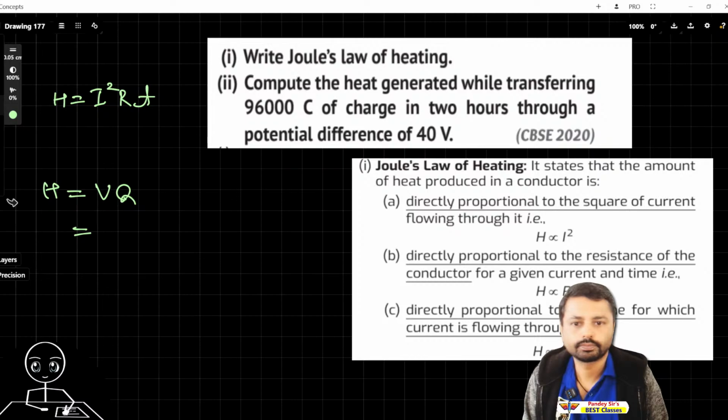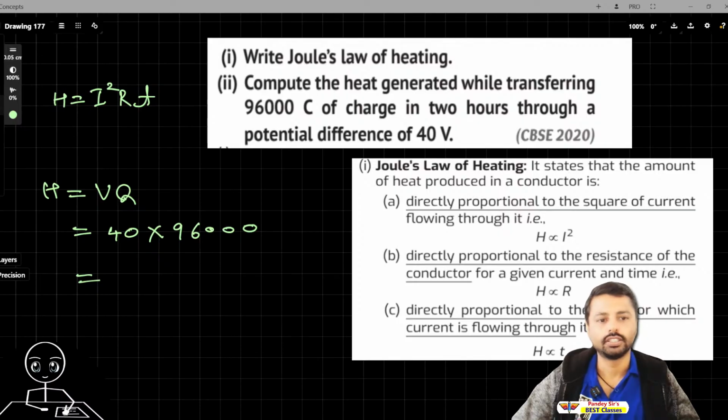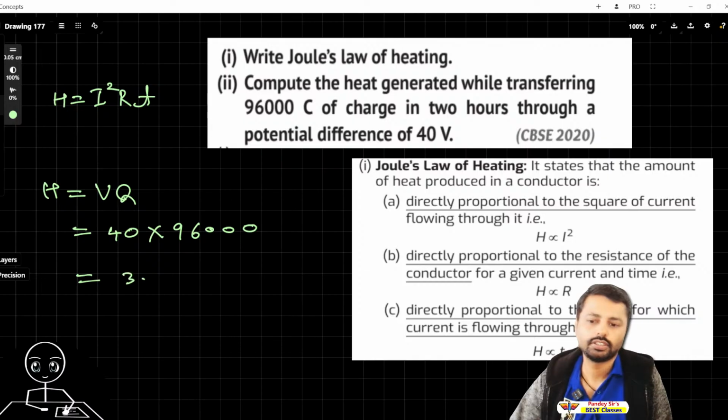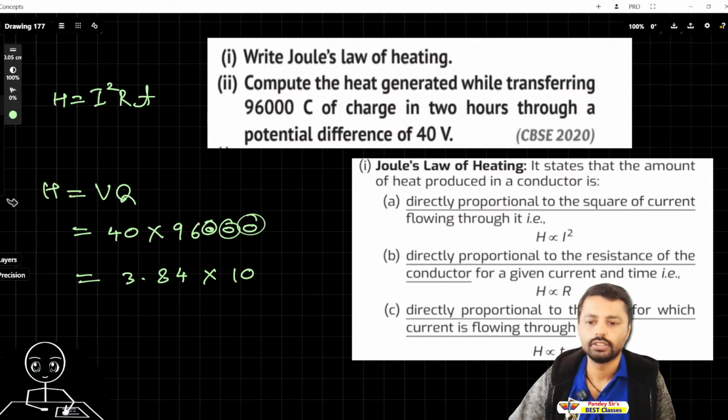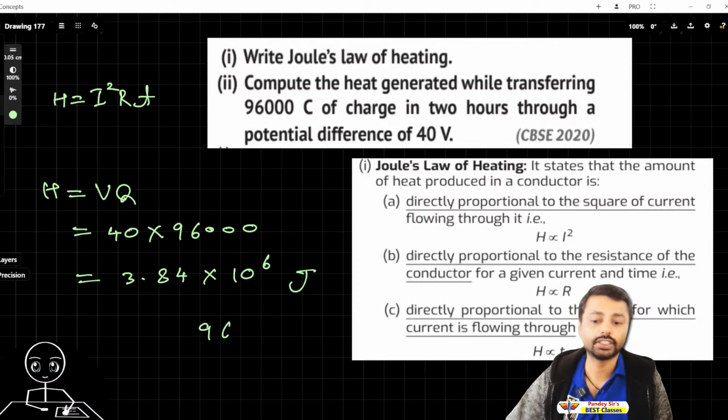So V is 40 into 96,000. Okay, and that's approximately 3.84 into 10 to the power 6 joule. You can do this manual calculation this way. 96, actually you have to do by yourself.